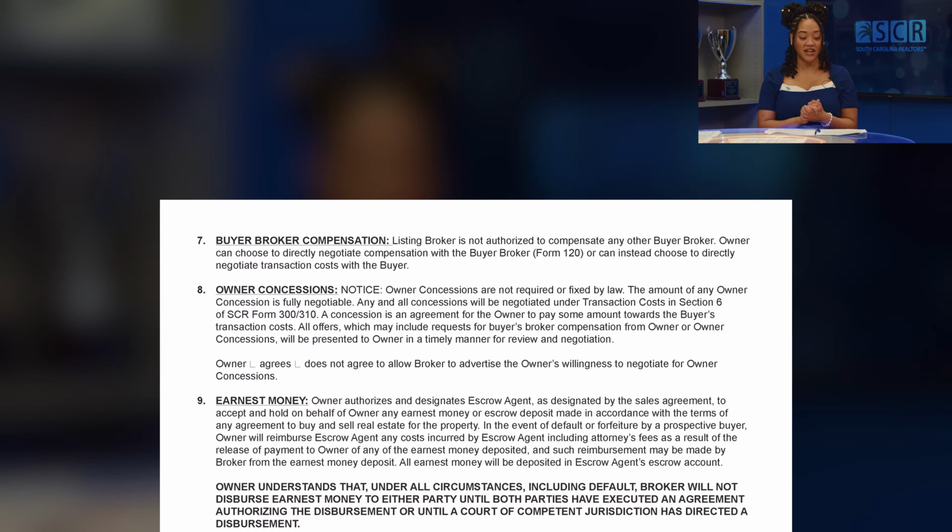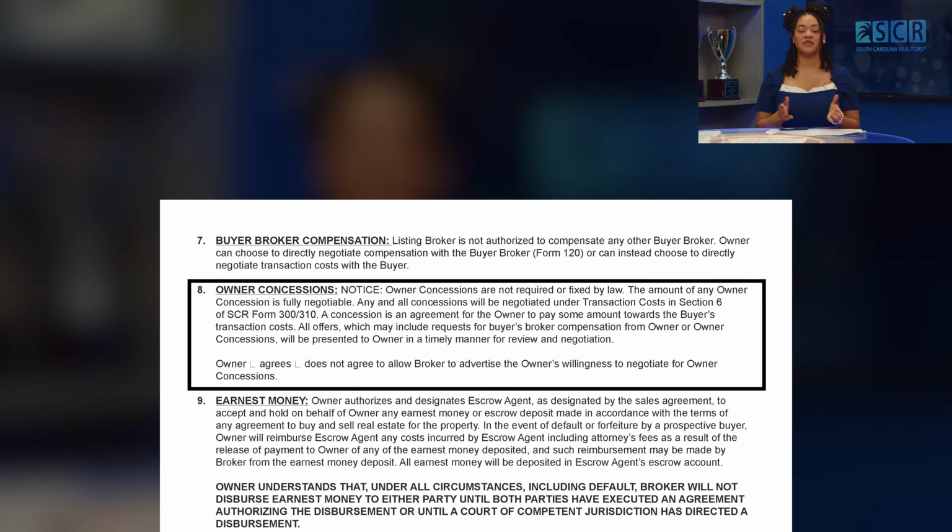Now, Section 8 is owner concessions. This is where we distinguish between compensation, paying the agent, and concessions, helping the buyer. This form reminds sellers that concessions are fully negotiable, but don't forget to check the box.